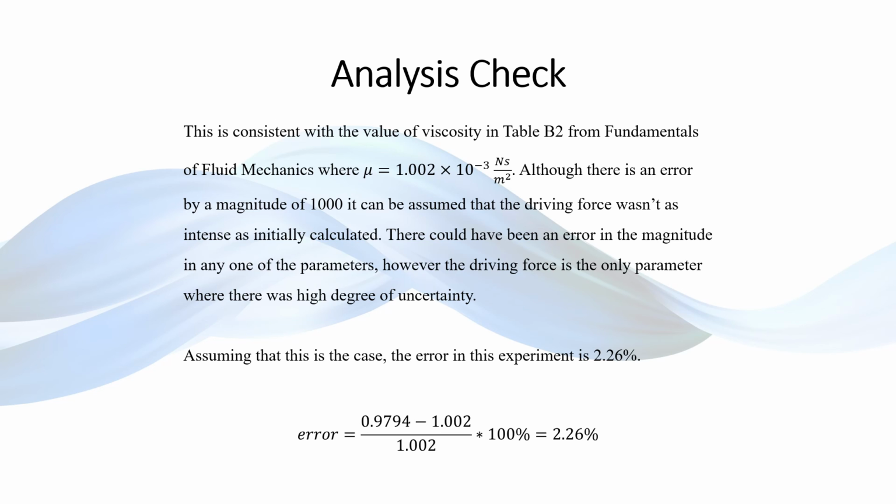This is consistent with the value of viscosity found in Table B2 from Fundamentals of Fluid Mechanics, where mu is 1.002 times 10 to the negative 3 newton seconds per meter squared. Although there is an error by a magnitude of 1,000, it can be assumed that the driving force wasn't as intense as initially calculated. There could have been an error in the magnitude of any one of the parameters.